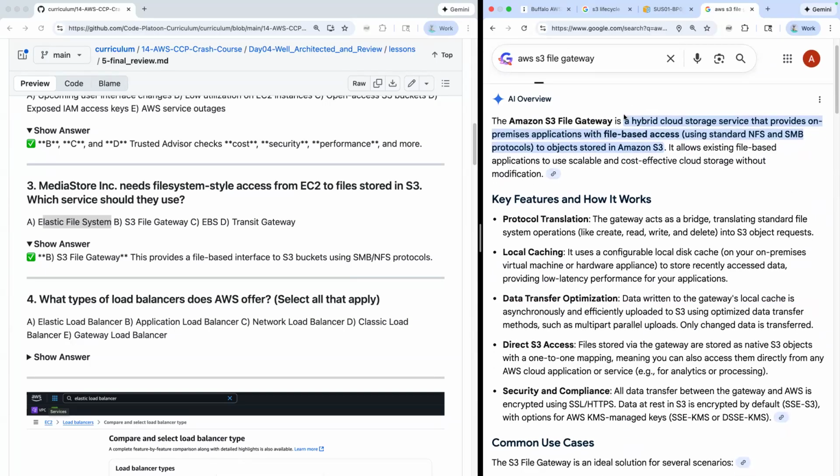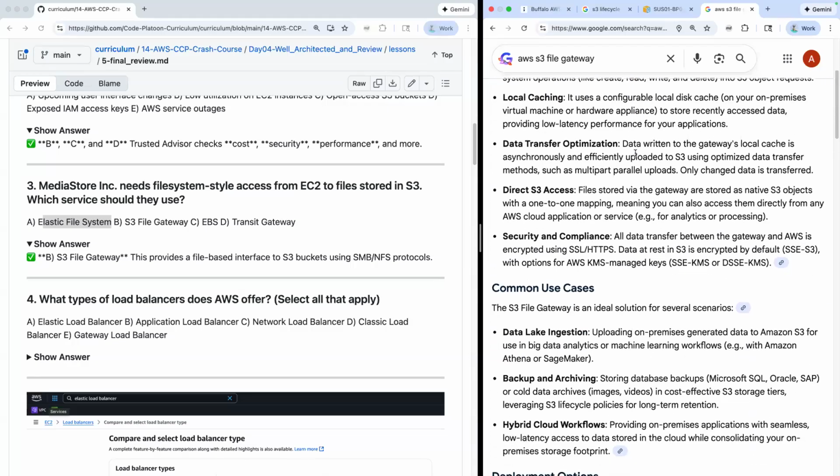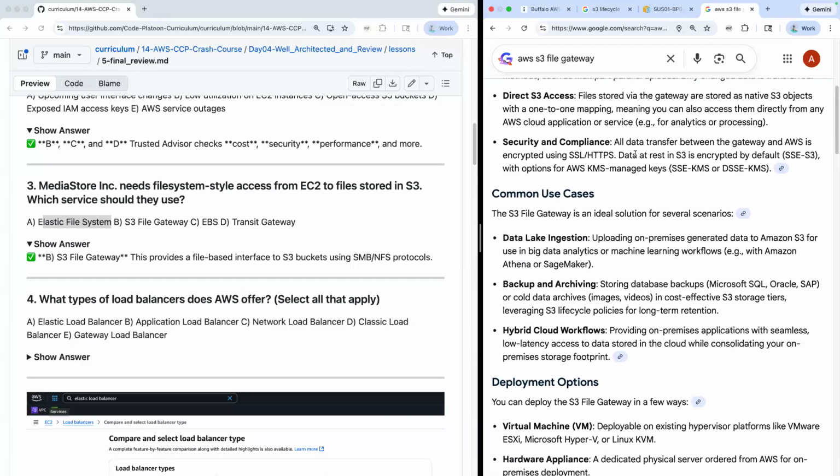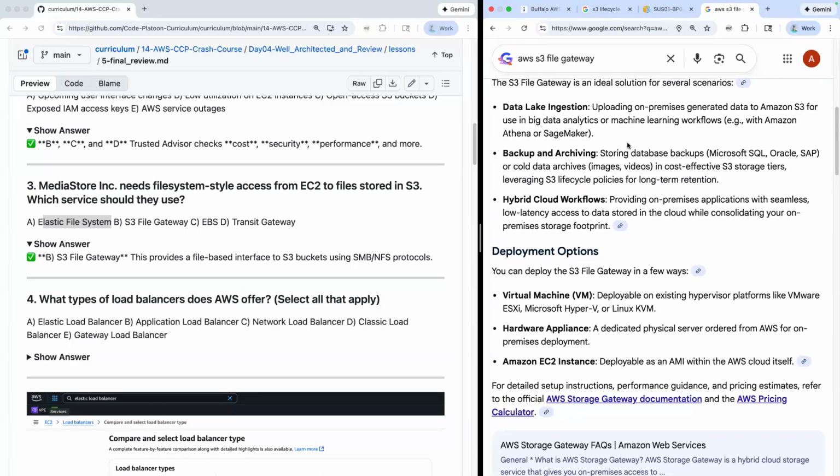And if we look up AWS S3 File Gateway, this gets a little more complicated. It looks like it's providing on-premise access. So a computer that's running, say, not in the cloud, but my business actually owns the physical machine. It's a way for it to get file-based access. And I guess it must be used often with EC2s as well, though the description is a little different than what we're seeing here.